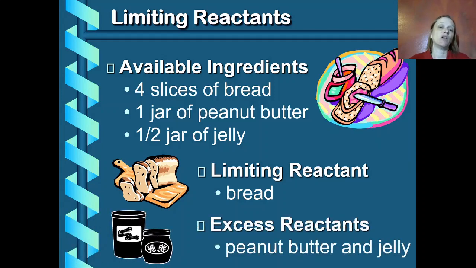In this example, we have 2 excess reactants. We've got peanut butter and jelly left over after we make our 2 peanut butter and jelly sandwiches. So the excess reactants do not hold you back. They don't limit the amount of product you can make. So today we're going to learn about the difference between limiting and excess reactants.